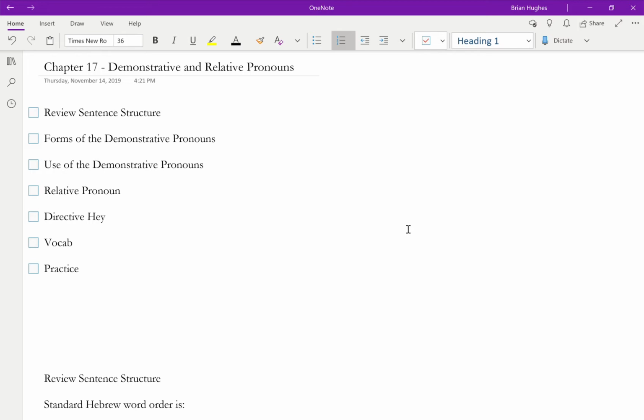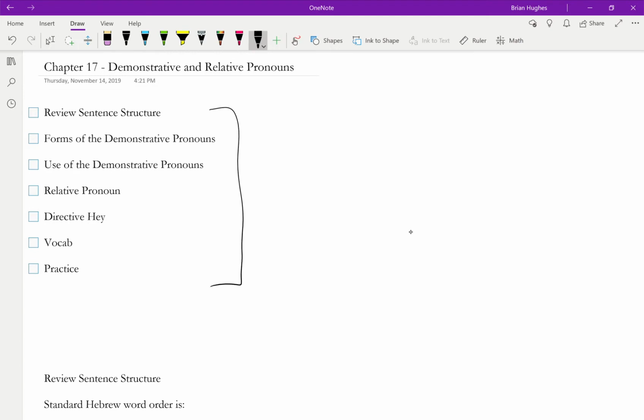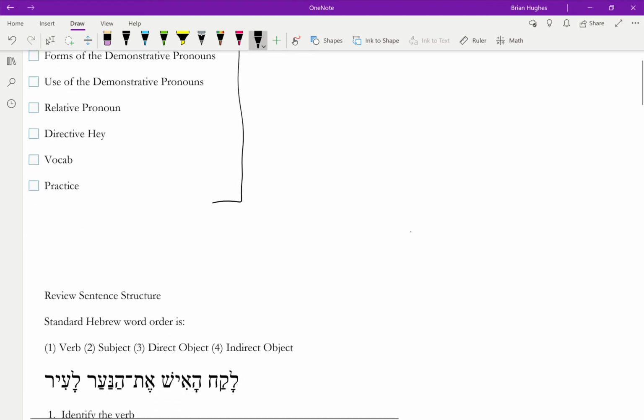So, here's our outline of what we're going to do. Our review this week is going to be sentence structure, and then we're going to go into the demonstrative pronouns, their forms and their uses, and then the relative pronoun, and then we'll throw in this fun thing called the directive hey, and then do vocab and practice.